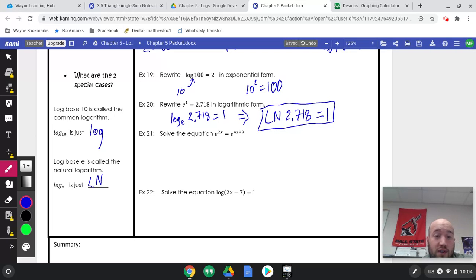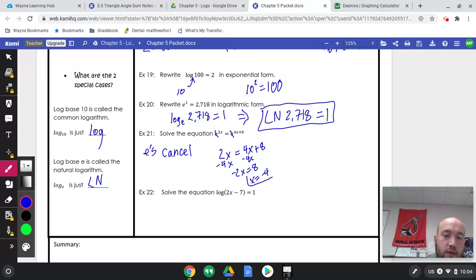Okay, now, just like we did in our lesson in 5.4, sometimes we have the two set equal to each other, and they're both e. E is just a number, so it's the exact same concept we did in 5.4. The e's will cancel. So this goes, that goes. We're left with 2x equals 4x plus 8. So we'll subtract that. Negative 2x equals 8. Divide, and we get x equals negative 4 as our final answer.